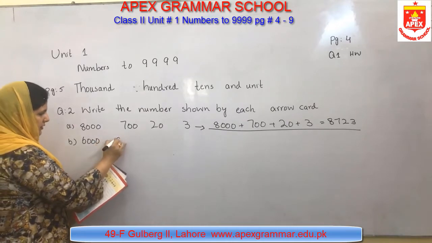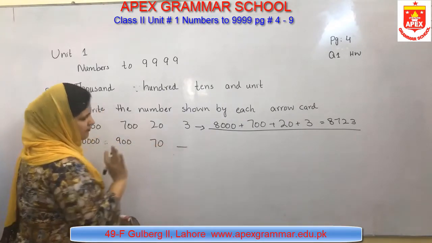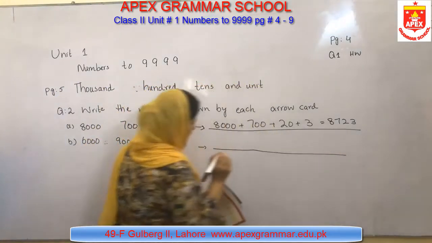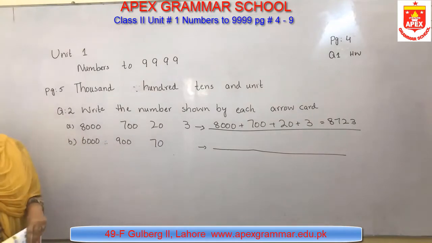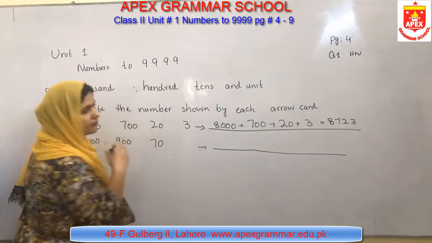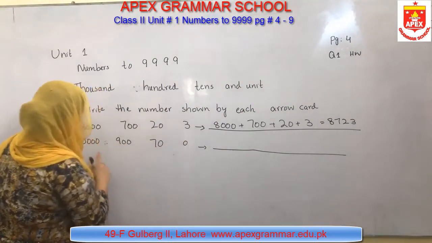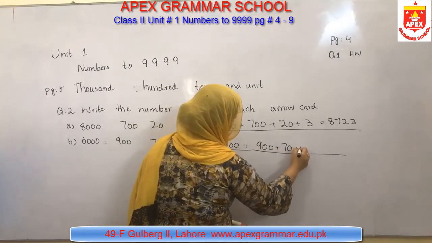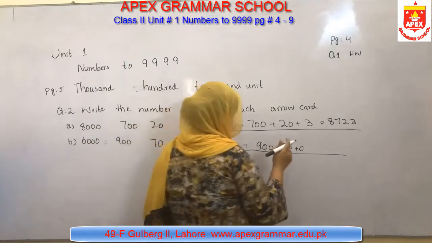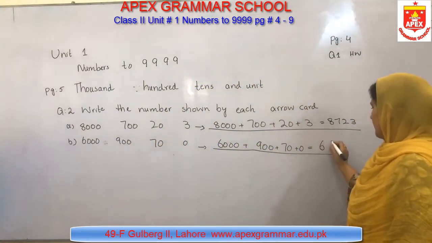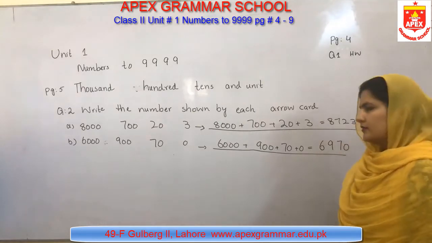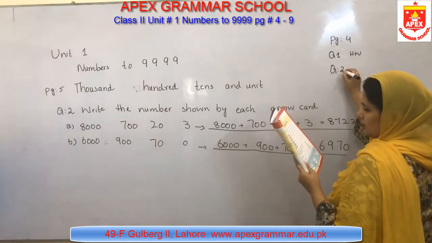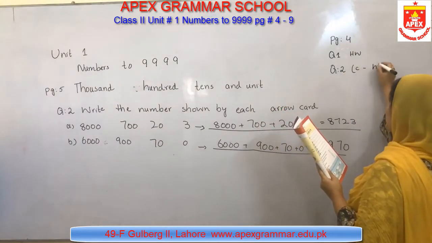Now next, part B: 6,970. Here a number is missing, there is no number in this place. Add these numbers. If any number is missing, you also write zero. 6900 plus 70 plus 0 means we write the number 6970. This is very easy. So question number 2, parts C to H are your homework.